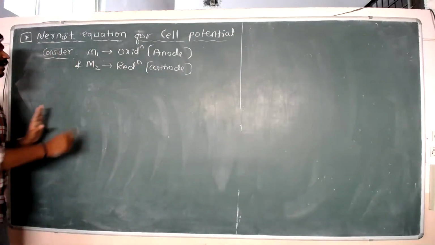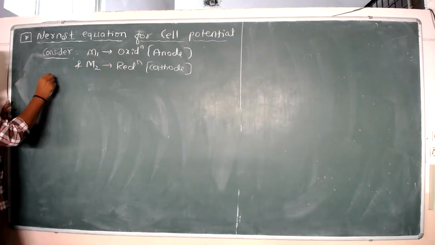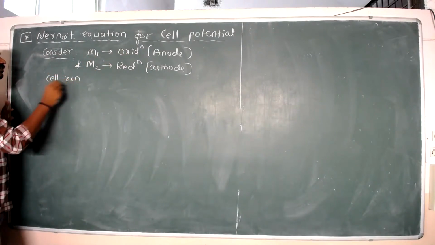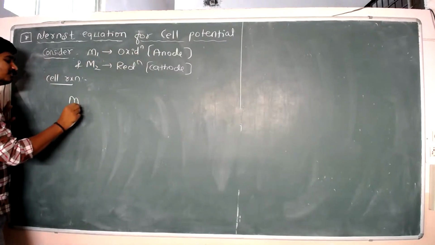Right? Now we will see. I want to write the redox reaction, the complete cell reaction. M1 undergoing oxidation. How to write this? M1 is undergoing oxidation, that is, loss of electrons.